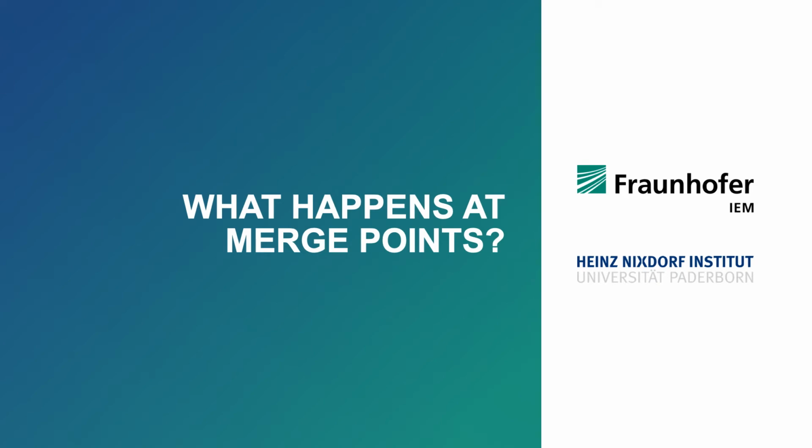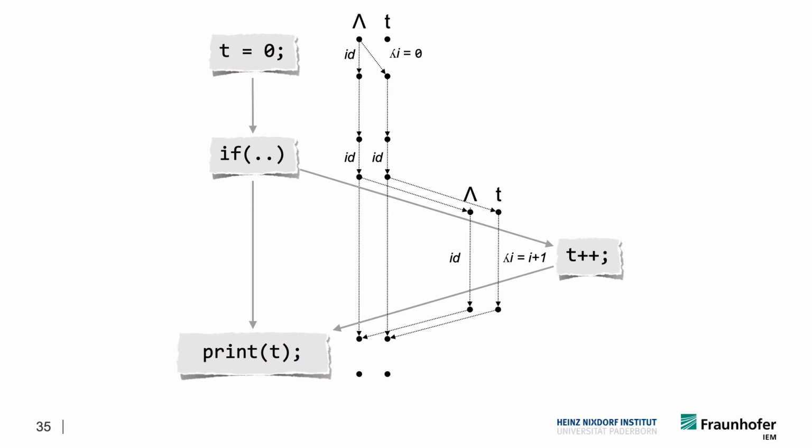Welcome back. I just showed you by example how the IDE framework actually works and constructs jump functions for different kinds of call-leaf functions. What I still haven't shown you is what really happens at control flow merge points.